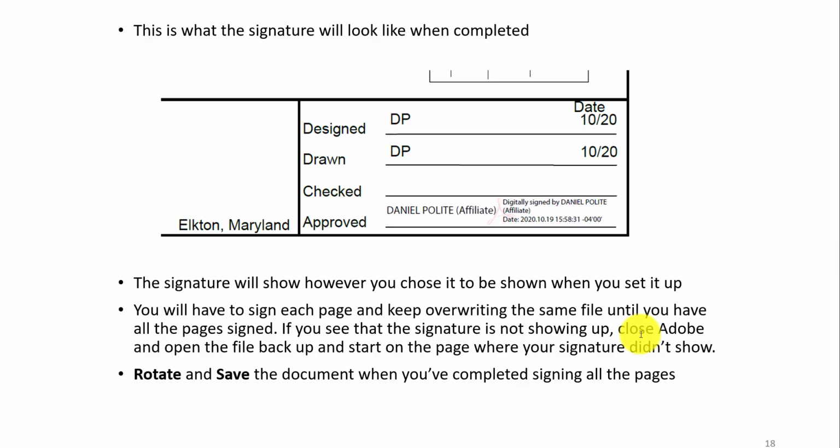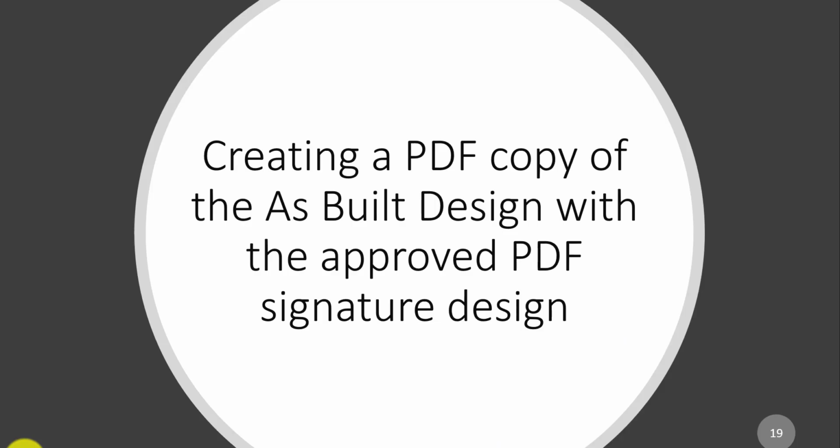So that concludes this session on adding a digital signature to your plan. And then the next step, we're going to go into Civil 3D and actually take that document and place it as an XREF into our as-built design. So now we're going to go ahead and create that PDF copy of the as-built design with the approved PDF signature design that we just created as an XREF underneath our as-built.